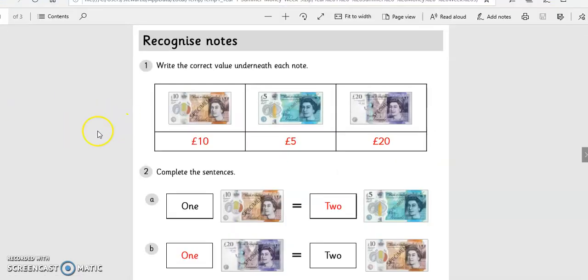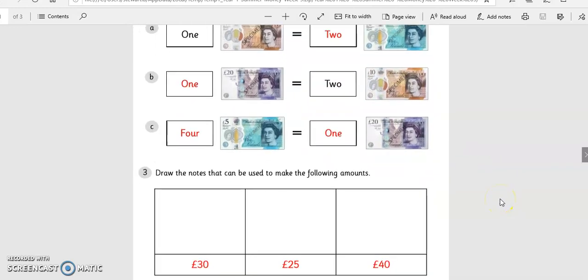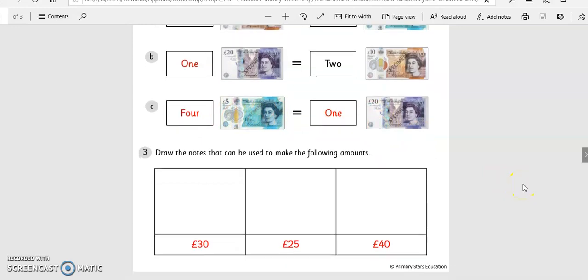Welcome back, everybody. Here are our answers for the worksheets. So you can give yourself a tick to see how you've done. So our first note, I think everybody's going to get this, £10, £5 and £20. Number 2, one £10 note is the same as 2 £5 notes. One £20 note is the same as 2 £10 notes. And this one you might have some different answers for, but one possible answer, 4 £5 notes, 4 5s are 20. So 4 £5 make 20.